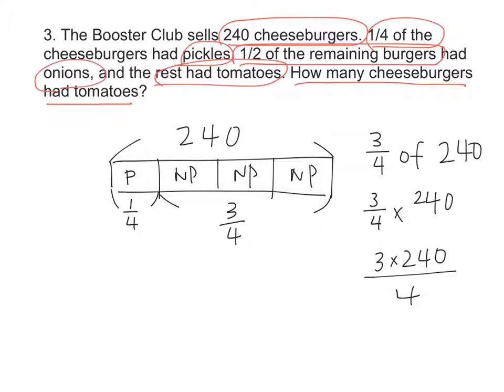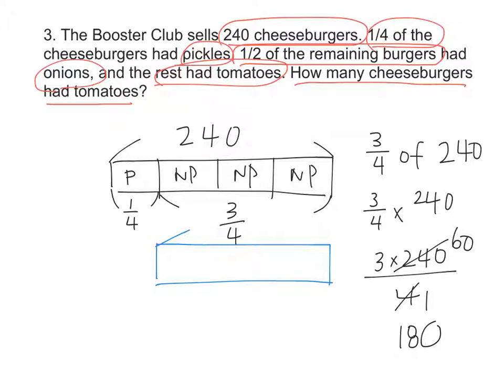Is 240 divisible by 4? Yeah, what is 240 divided by 4? 60. And then therefore, my new problem is 3 times 60 over 1, which is 180 cheeseburgers, right? And then of those 180 cheeseburgers, that's how many didn't have pickles. So let's draw our second tape diagram now. It's just going to draw the part that doesn't have pickles. And altogether, how many cheeseburgers is that? 180. 180. Now, half of those have onions, and the rest have tomatoes.